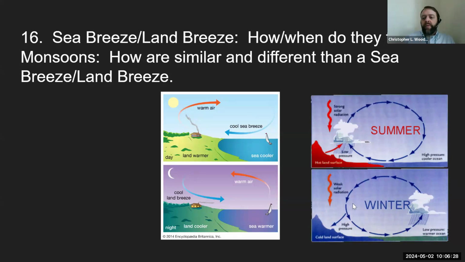And so air always moves high to low. It moves from the continent out to sea, very dry. The land and sea breezes occur daily. Monsoons are a seasonal occurrence.